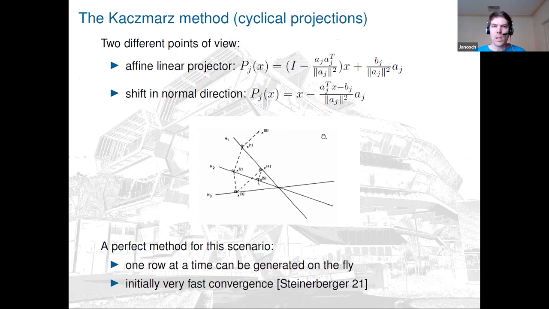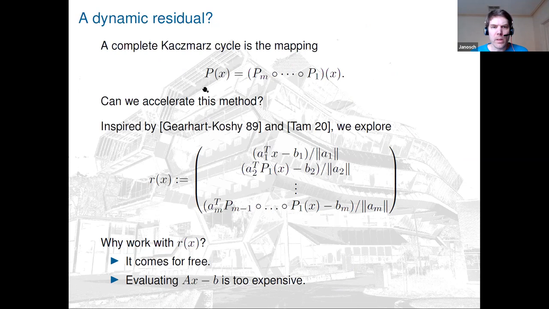And when Matthew Tam first introduced me to this method, I already thought, this method is doing a lot of stuff and computing a lot of stuff on the fly that could be useful. And so from that time on, I always thought of this as a residual. So what do I call a residual? I call this vector here a residual. So what is in this residual? I have here a certain something, and I divide this by the length of A1.